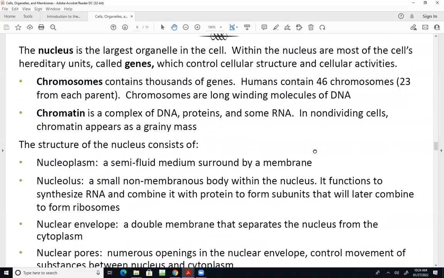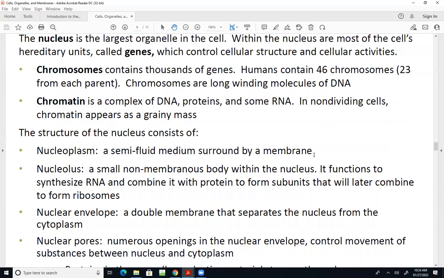All right, let's talk about the nucleus. This is our largest organelle in our cells. And within the nucleus are most of the cell's hereditary units called genes that control cell structure and cell activities. Notice genes with a G, not with a J. It's not the type that you wear.